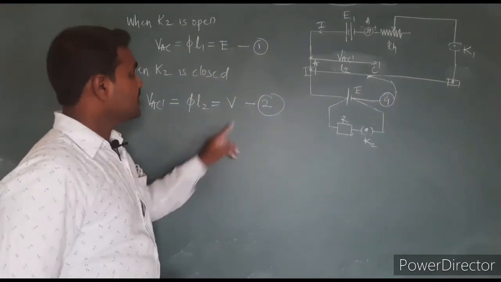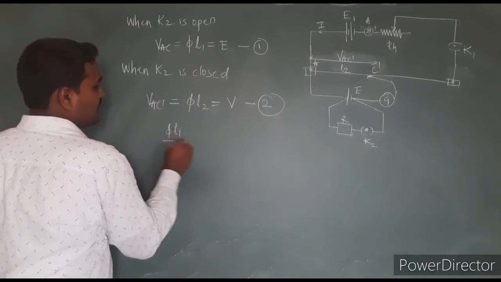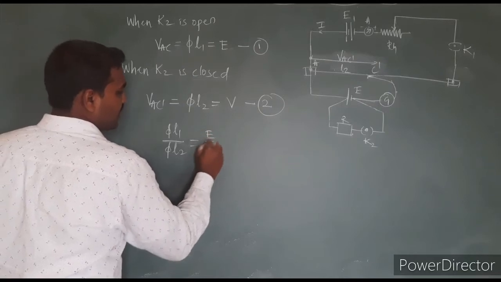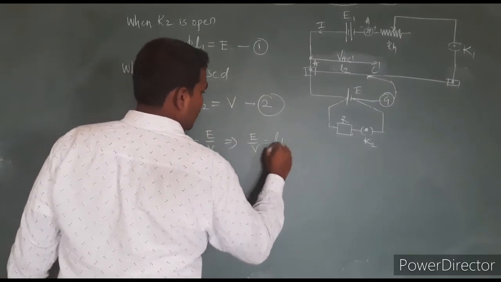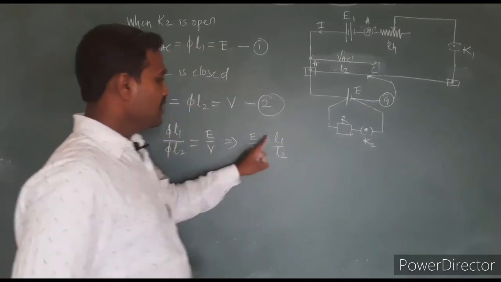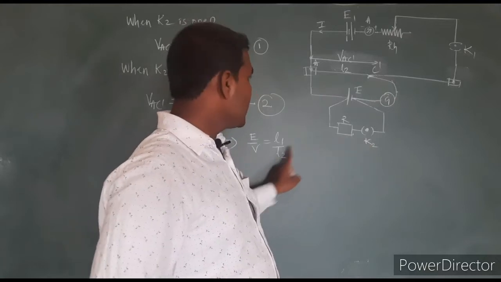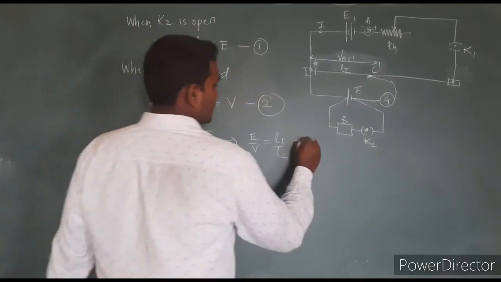Now let us divide equation number 1 by equation number 2. I will get phi L1 divided by phi L2 is equal to E divided by V. So this implies E divided by V is equal to L1 divided by L2, where L1 is the balancing length when K2 is open and L2 is the balancing length when K2 is closed. Let this be equation number 3.